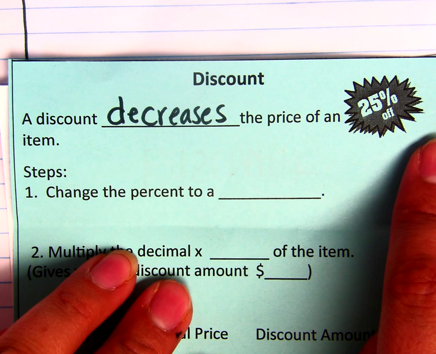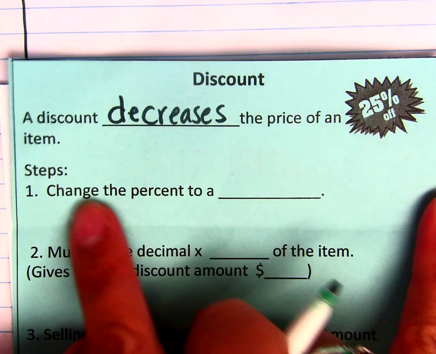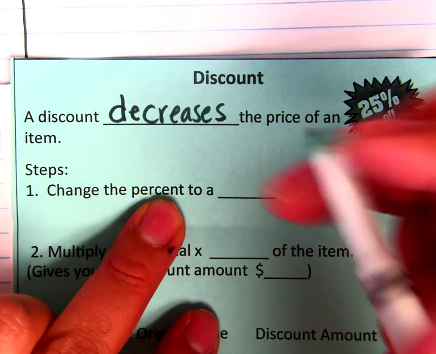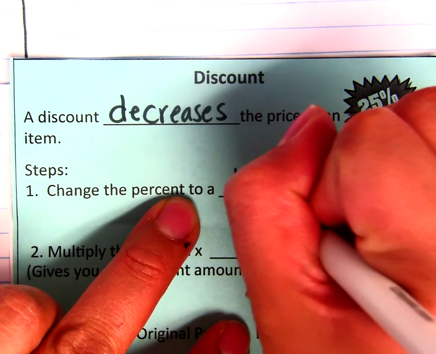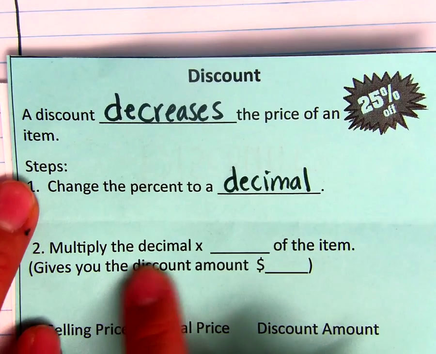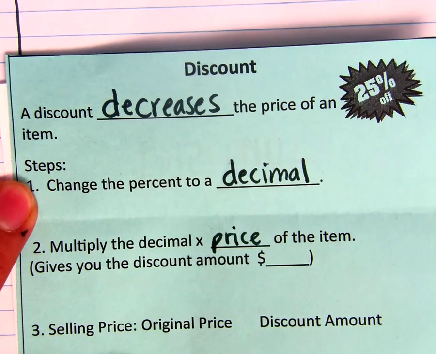Okay, are you ready to move on? Okay, so the first step, just like we did with markup, we're going to change the percent to a what? Decimal. Okay, then it says multiply the decimal times the price of the item.